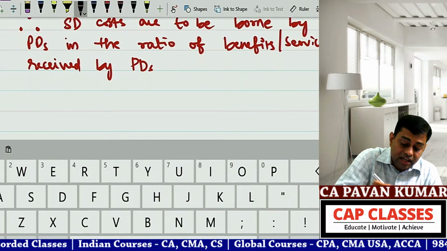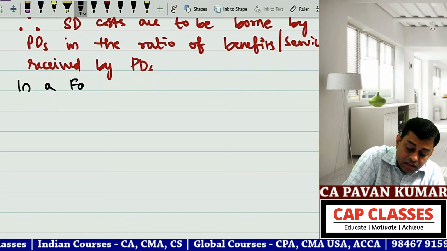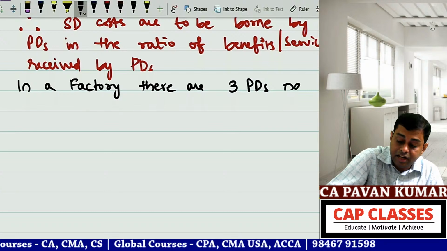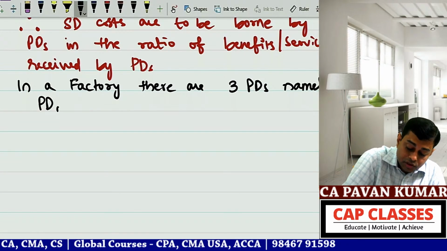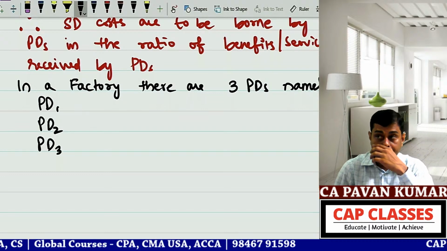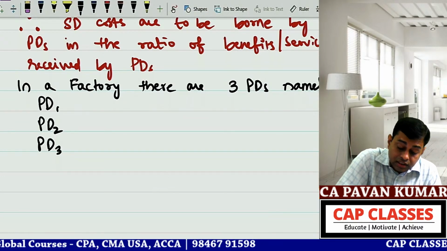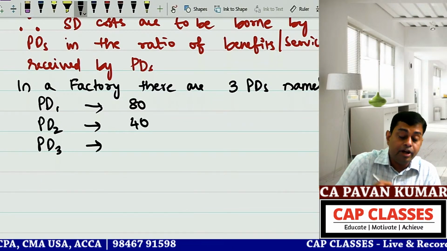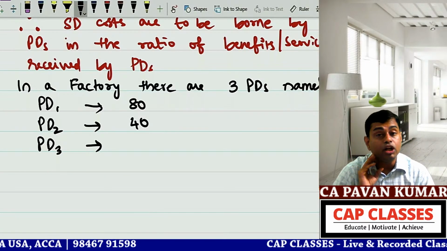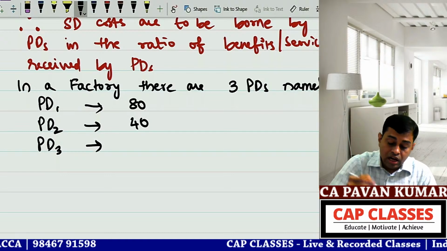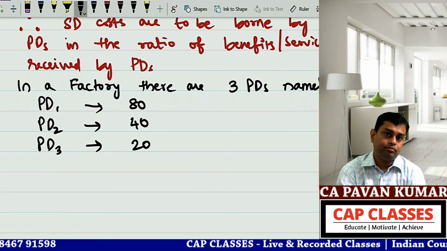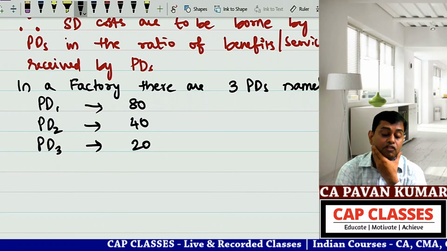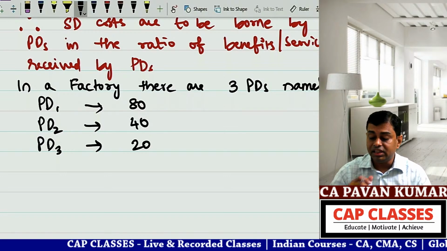Okay, now write down one example. In X Limited, in a factory, there are 3 production departments, namely PD1, PD2, PD3. There are 80 workers in production department 1, 40 workers in production department 2, and 20 workers in production department 3.